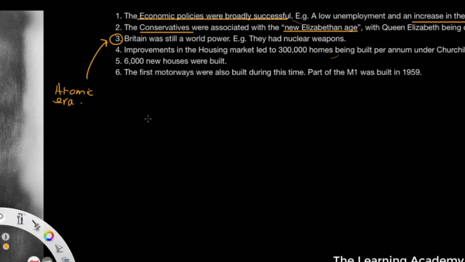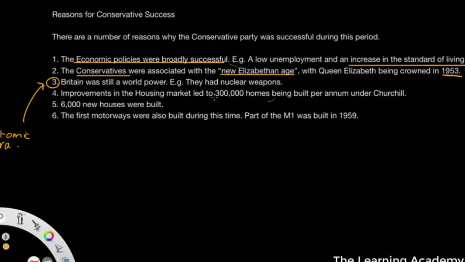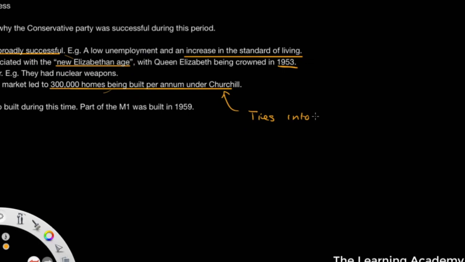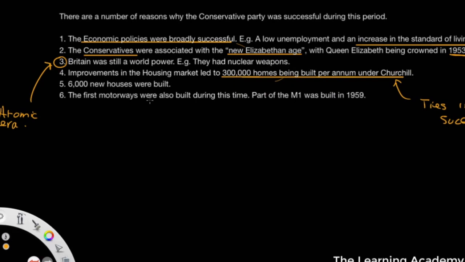More domestically, the improvement in the housing market did lead to 300,000 new homes being built per year under Churchill. Again, this ties into economic success. We also have new homes being built. Okay. And we also have the first motorways. Part of the M1 was built in 1959. Again, this was also seen as a link to the Conservative governments.